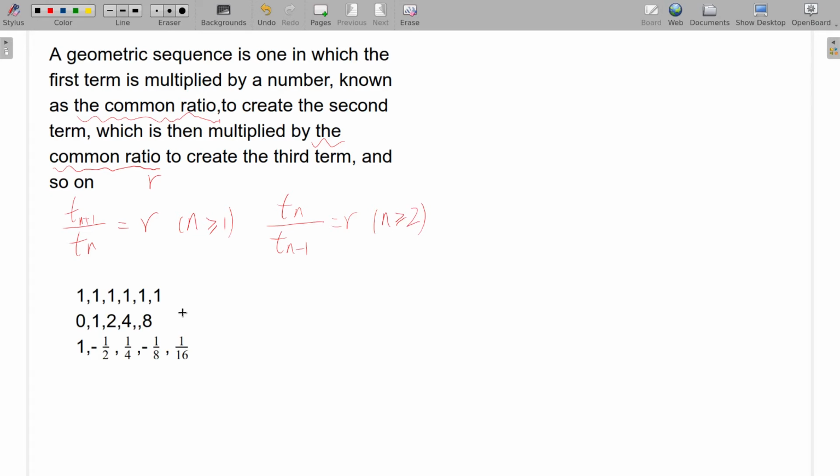We talk about these sequences. Are they geometric sequences or not? The first sequence is a geometric sequence, and the ratio is 1. The second sequence is not a geometric sequence because the common ratio can't be 0. The last one is a geometric sequence, and the common ratio equals -1/2.